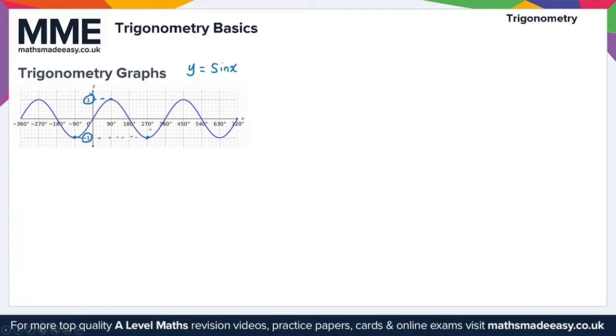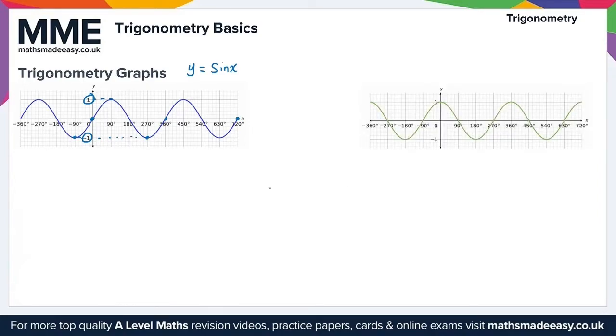And we can note that sine x is periodic about 360 degrees. Okay, we go through 0 here, we go through at 360 here, we go back through at 720. So we can clearly see that it's periodic about 360 degrees.